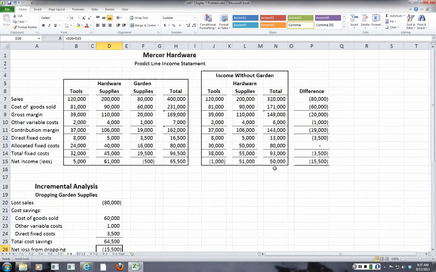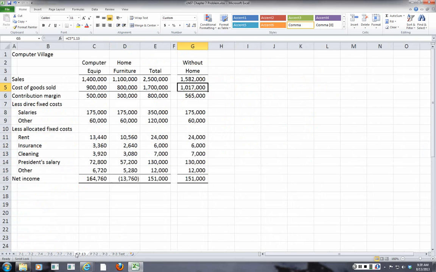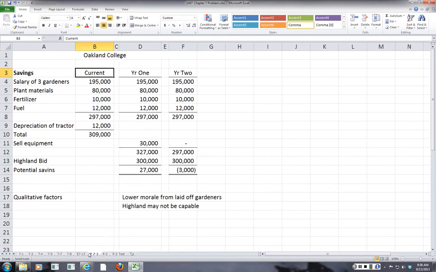You have to be real careful when you think about dropping something because of when those fixed costs get allocated. Okay, let's go. This is problem 7-2. Let's just take a quick look at it. We're going to do an incremental analysis here.